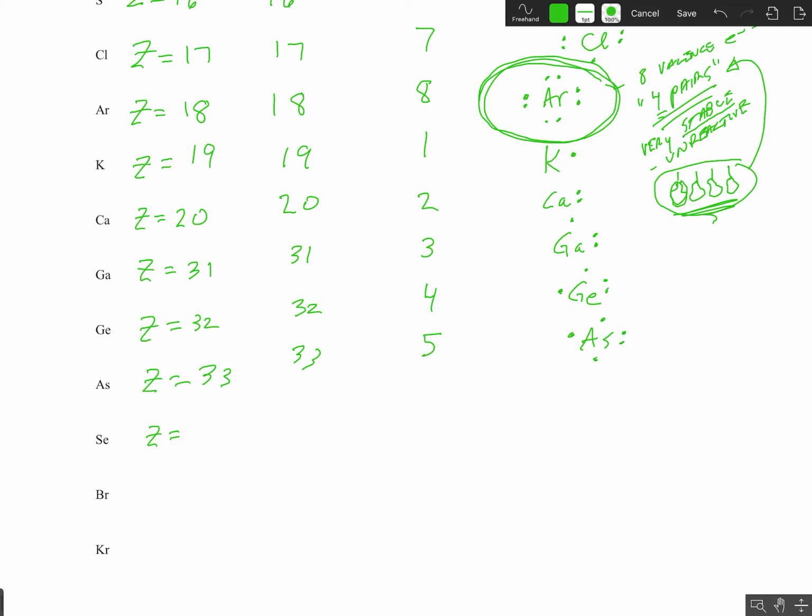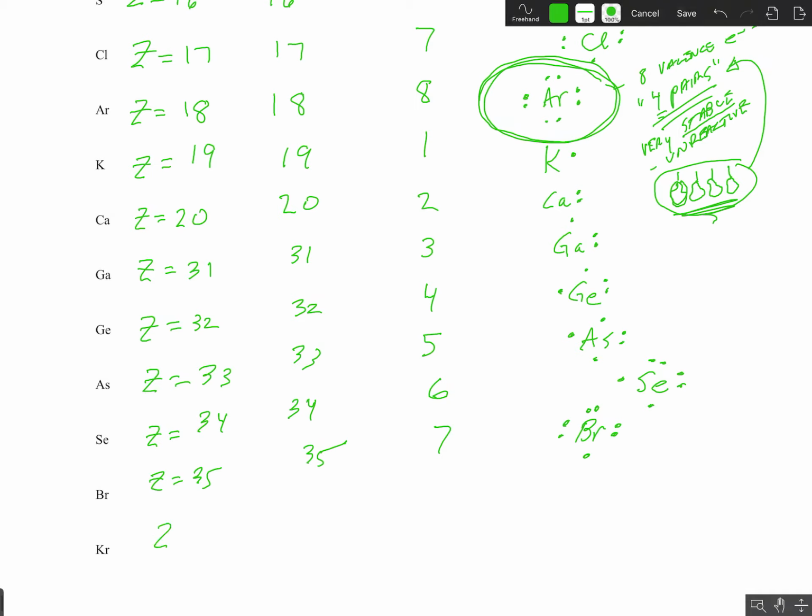Selenium, its atomic number 34, so 34 electrons. It's in group 16, so 6 valence. So its dot picture is 1, 2, 3, 4, 5, 6. So 2 pairs and 2 unpaired. Just like sulfur and oxygen, by the way. Bromine, next up, atomic number 35. So 35 electrons in group 17. So 7 valence. So bromine has 1, 2, 3, 4, 5, 6, 7 dots, 3 pairs, and 1 unpaired.